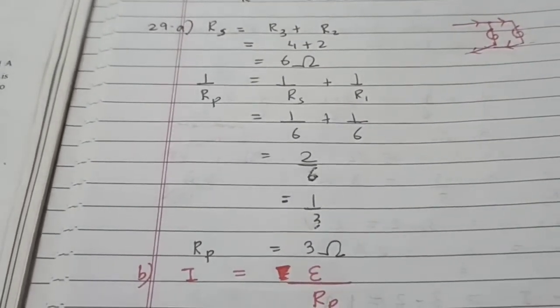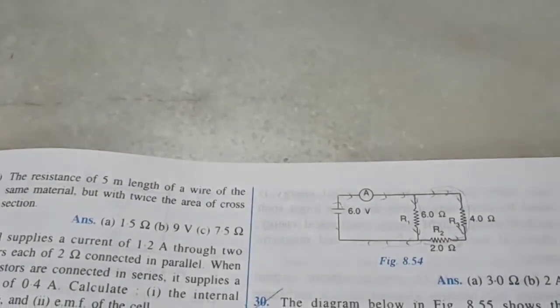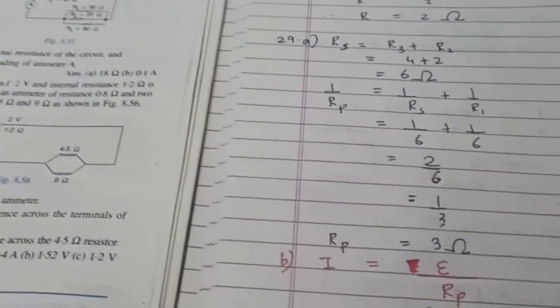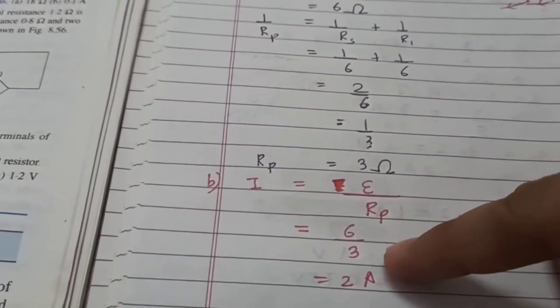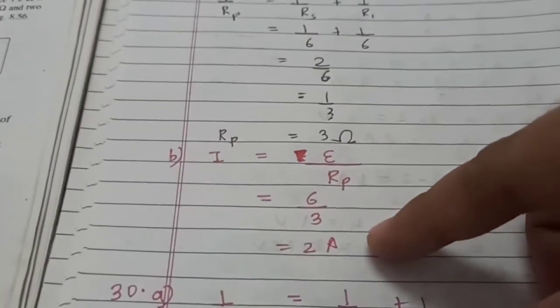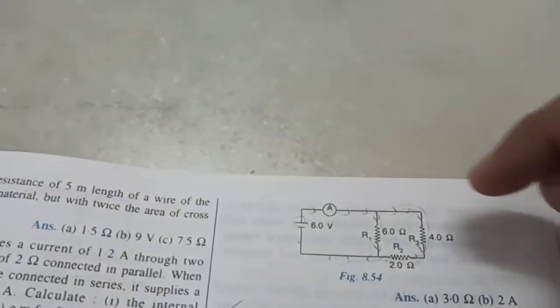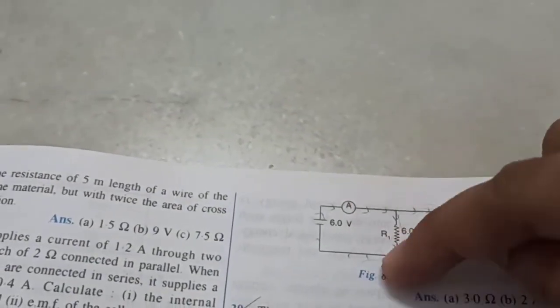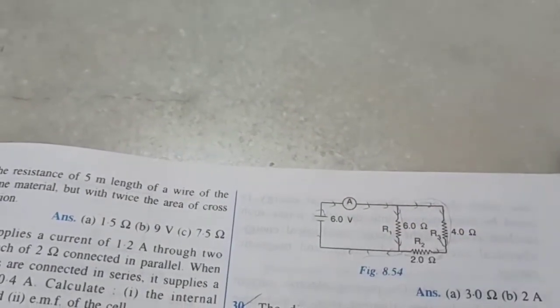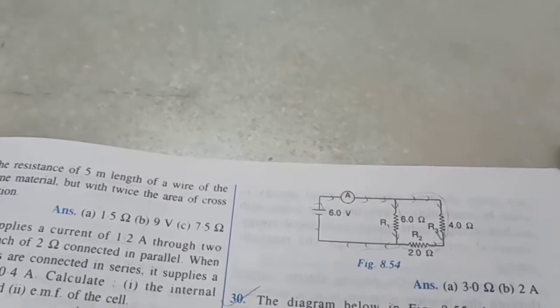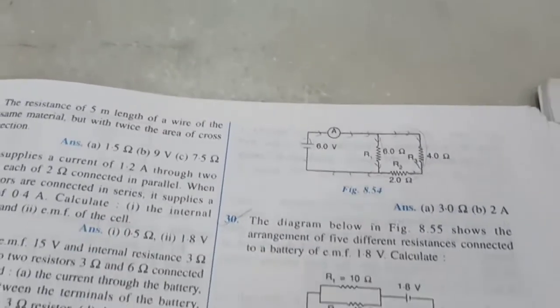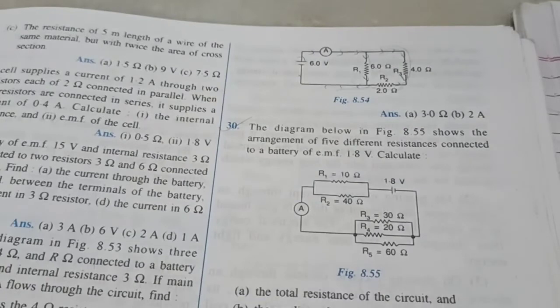Now the second part, the B part: what is the reading of the ammeter, that is, what is the total current flowing through it? The total current is always total voltage upon total resistance. Total voltage is given as 6 volt. Total resistance we have found out to be 3 ohm. So the total current is 2 ampere through the circuit. But note that the current flowing through this will be less than 2 ampere because in parallel the current is split.